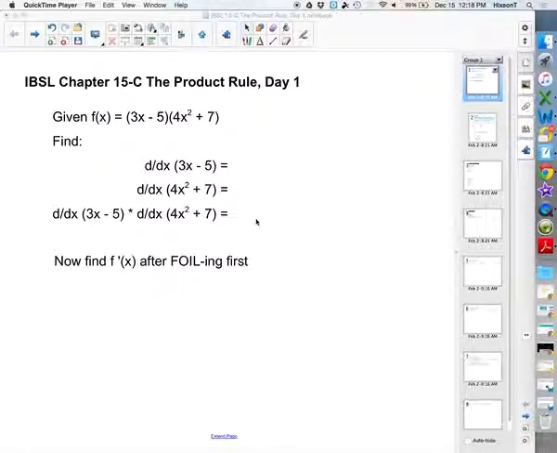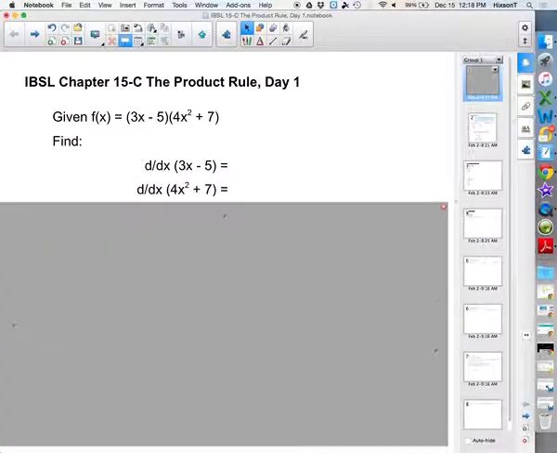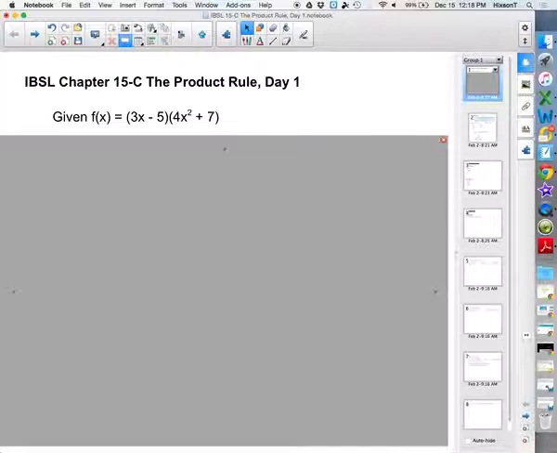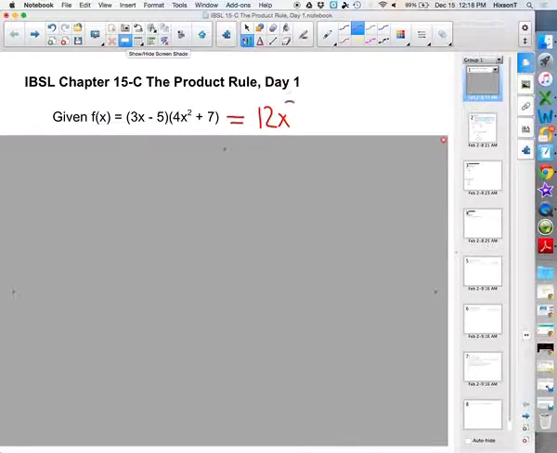All right. So we're moving ahead here to the product rule, because we have things like this. We have this function f of x. It's 3x minus 5 times 4x squared plus 7, and we could FOIL this together, obviously. If we were to FOIL this together, we'd have 12x cubed minus 20x squared plus 21x minus 35.